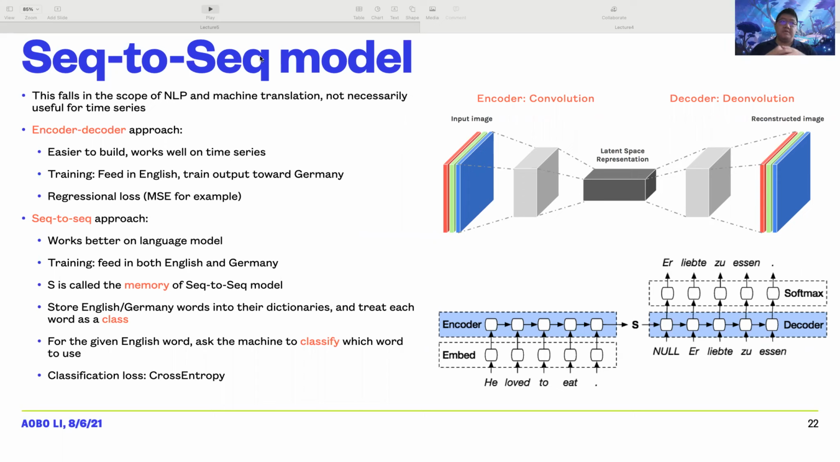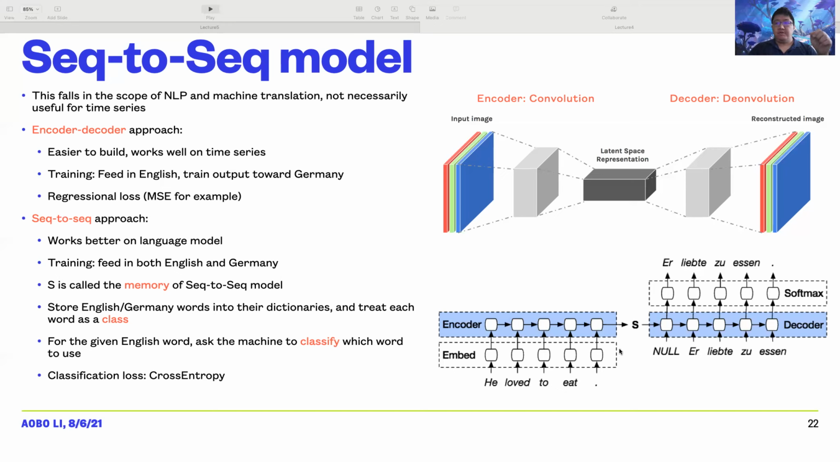So in order to resolve this, we use what we call the sequence to sequence approach. This works better for the language model. The idea is that in the training, you feed in both the English and German sentences together.